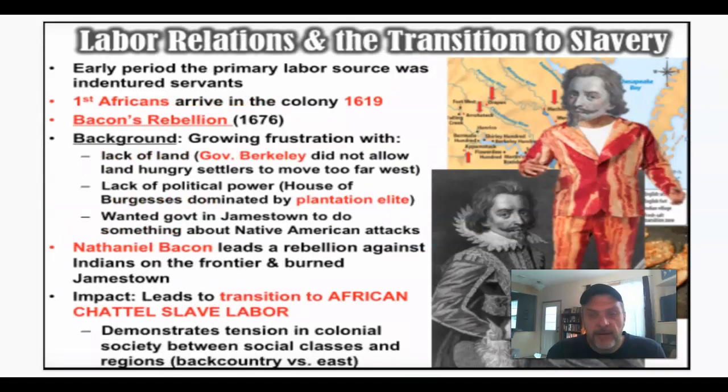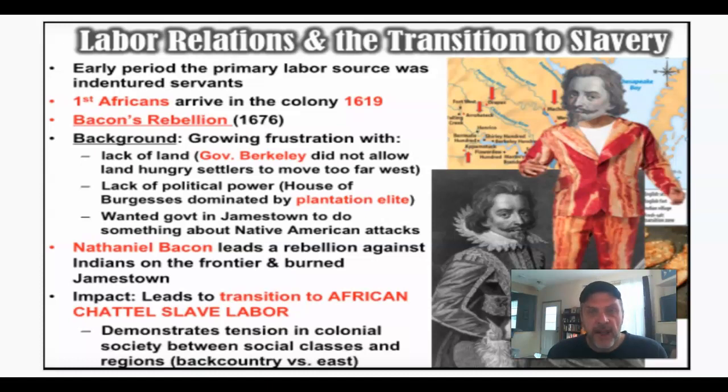I said earlier that as settlers started to bring in indentured servants and buy tracts of land, especially the elite, not everyone could afford to do that. And that would lead largely to class conflict. Okay, so during this early period, remember the labor source for a lot of the work was indentured servants. The first Africans to arrive in Jamestown, in North America, came in 1619. And this would begin a slow transition from indentured servitude being the labor force supply to slaves.